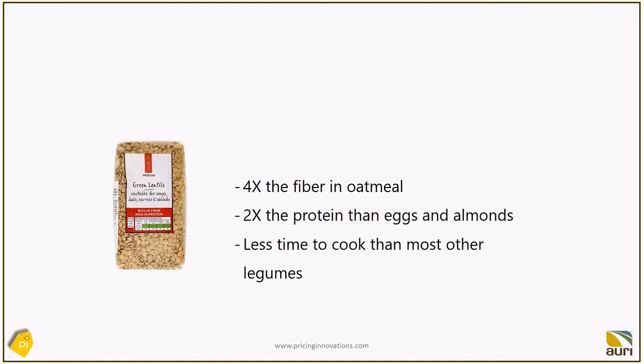So you can really make it concrete when you say it's 4 times the fiber in oatmeal. Then I can really relate. If I'm not a lentil consumer, and if I know oatmeal, this value proposition makes it really concrete for me. You can say it's twice the protein of eggs and almonds. Again, eggs and almonds are more commonly consumed than lentils. It makes me visualize, understand, and quantify the benefit of having higher protein.